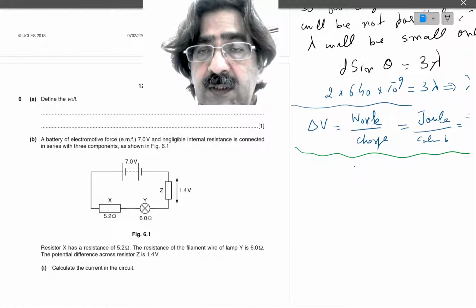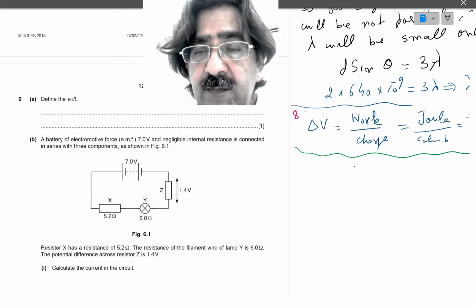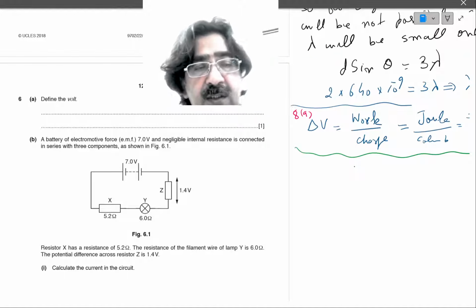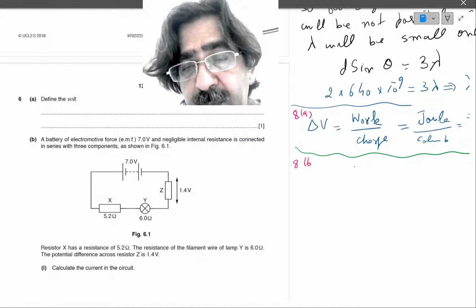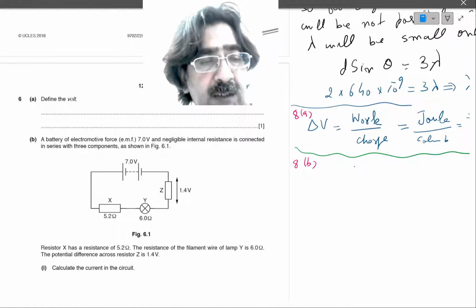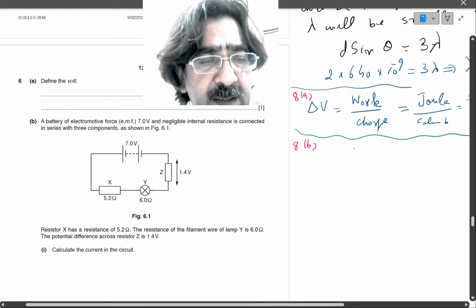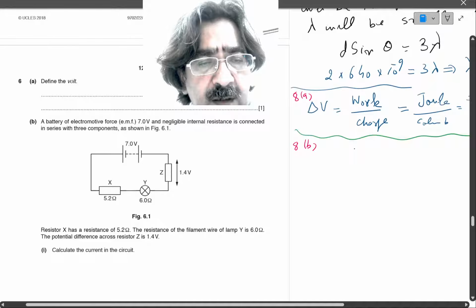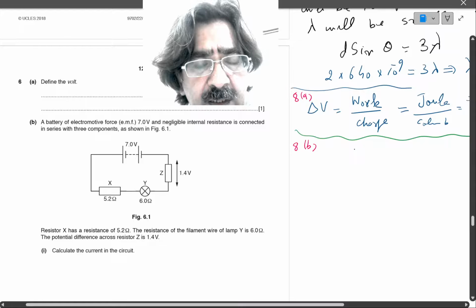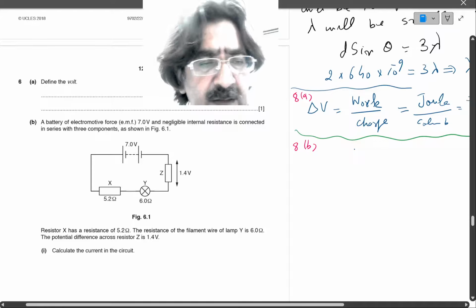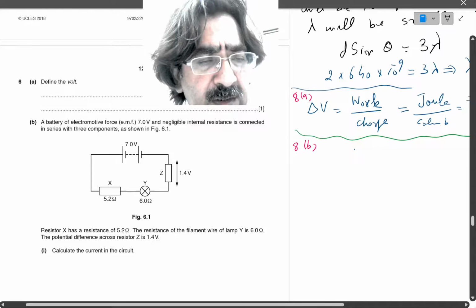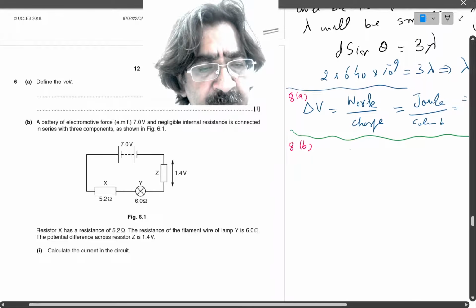This is question number 8A. Now question number 8B. The battery of electromotive force is 7 volts, with negligible internal resistance. It is in series with three components as shown in the figure: X, Y, and Z.